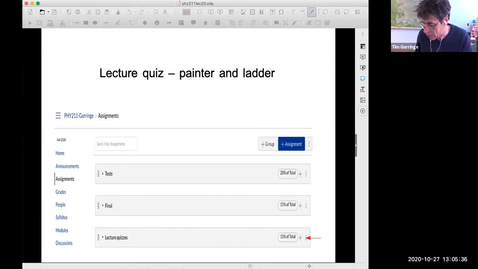I'm going to show you a quiz. I'll give you a quiz, but first I'm actually going to show you a little video of the painter climbing the ladder and when the ladder will fall. And then we're going to do the quiz. So I'm going to share a different screen here.